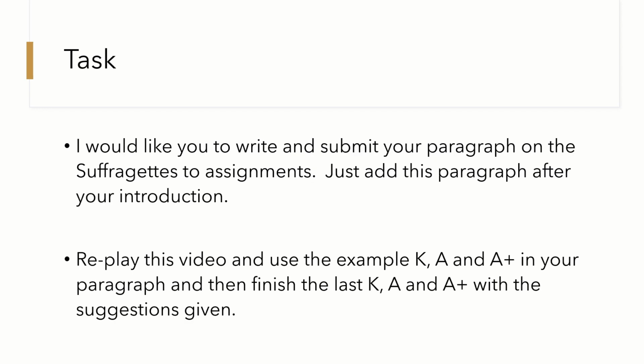Okay, so your task, what I would like you to do, is to write and submit your paragraph on the suffragettes and then upload it to assignment, so again I can mark it and give you feedback. I don't want it to be on a brand new Word document, okay, I just want you to add it to the Word document with your introduction, so I'll then be able to see your introduction, which will be marked, and then you'll add this paragraph.